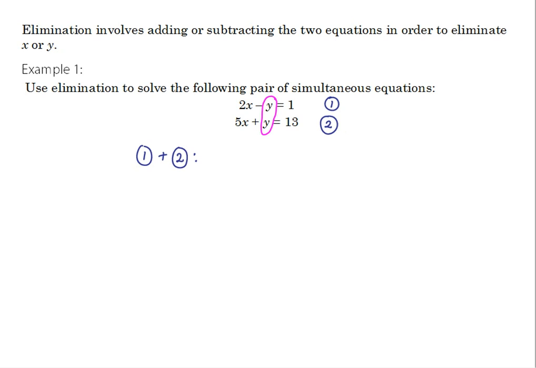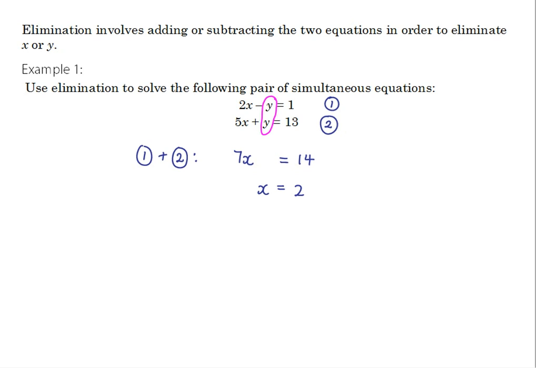So now we're going to add, and we're just going to add like terms. So we're going to add together 2x plus 5x, which gives me 7x, adding together negative y plus y, which is 0, that's why we chose to add, and adding together the right hand side, 1 plus 13, which is 14. And now we have a very simple equation with just one unknown that we can solve for x. Dividing by 7 tells us that x equals 2.